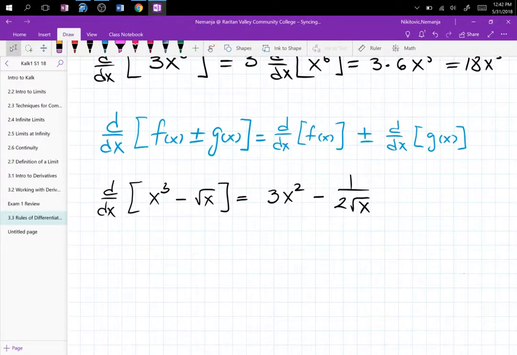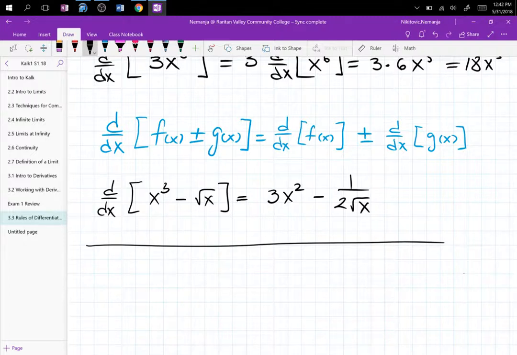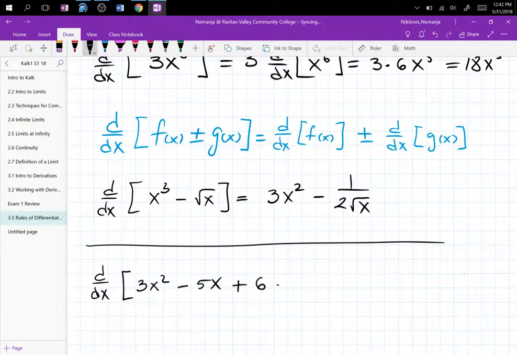Now, these two rules combine nicely into a longer problem, so most of your homework should look something like this. So let's say you have 3x squared minus 5x plus 6 minus 1 over x cubed.